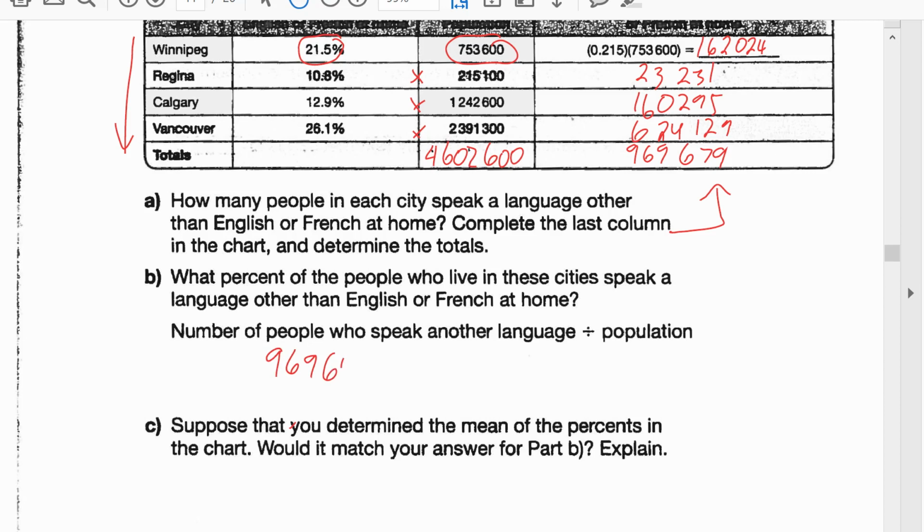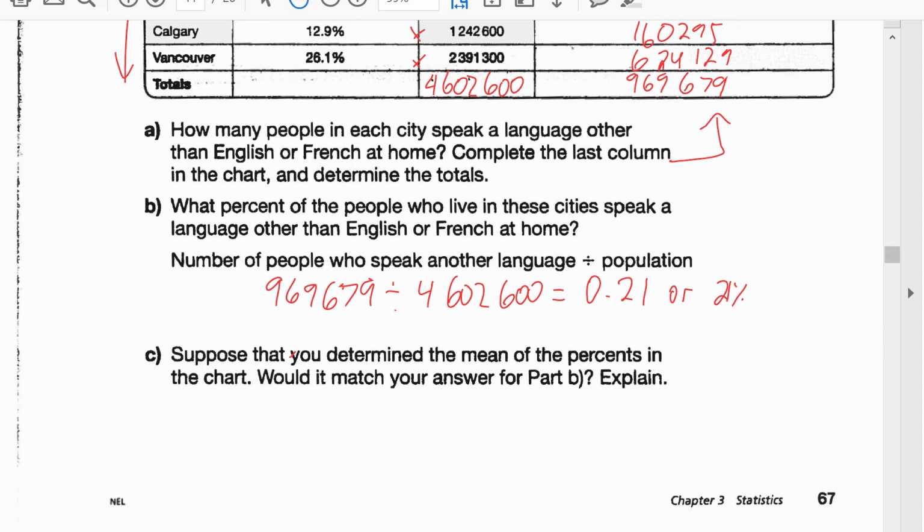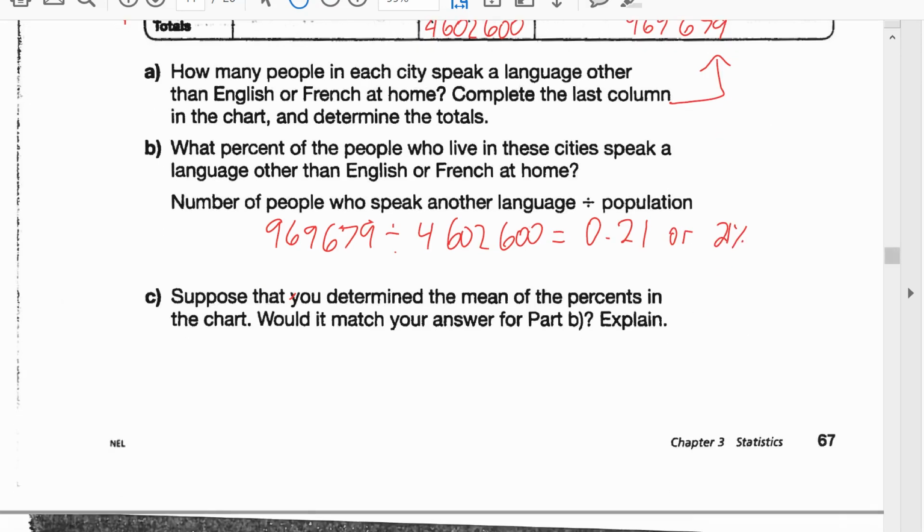969,679. And we divide that by the 4.6 million. And that's about 0.21 or 21% of people don't speak English at home in all of those cities.